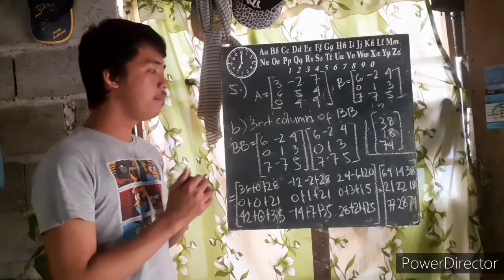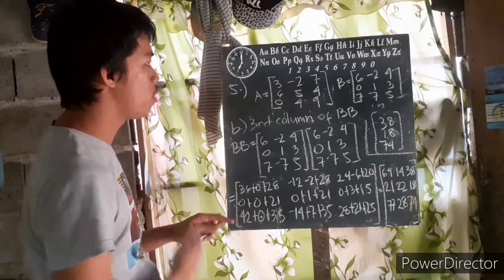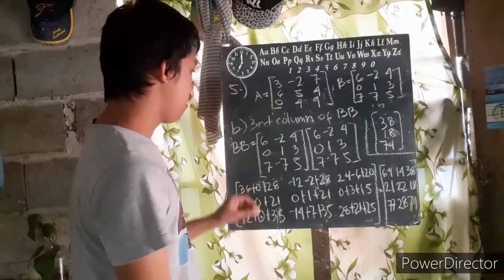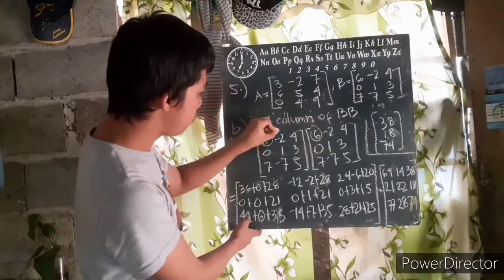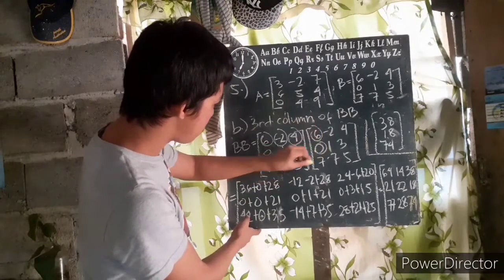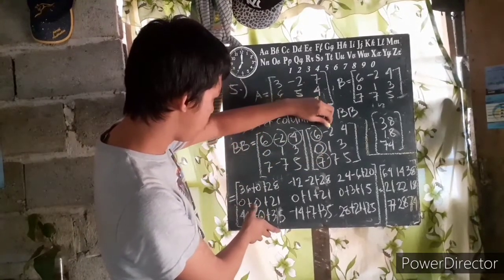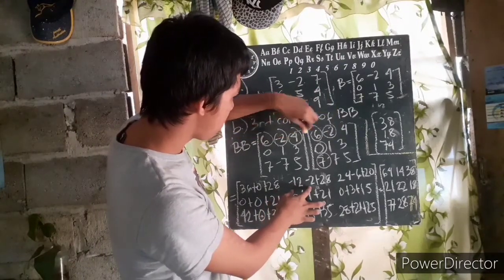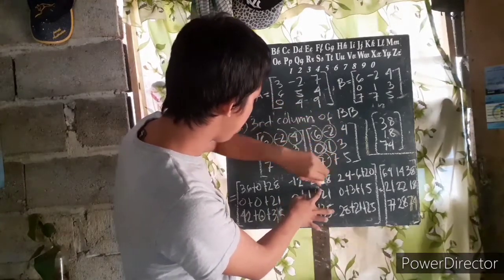And now in B, find the third column of B multiplied by B. So we have a matrix here of B, and multiply it by itself. So first, 6 times 6 equals 36. Then 2 times 0 equals 0. 4 times 7 equals 28. The next is 6 times negative 2, which is negative 12. And 6 times negative 2 times 1 equals negative 2. And 4 times 7 equals 28.